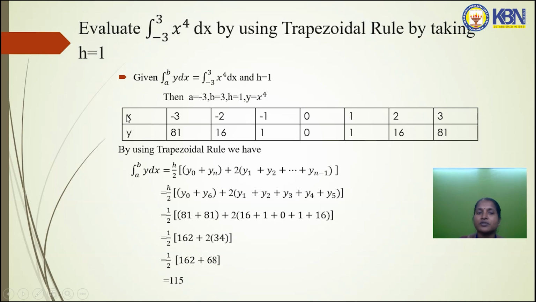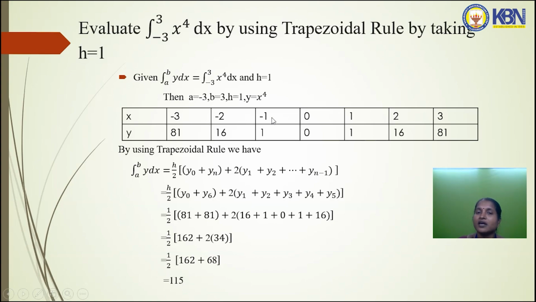Okay, now we can evaluate the y values. Suppose we substitute x is equal to minus 3. Then y is equal to minus 3 whole power 4. That value becomes 81, because a negative number to an even power becomes positive. Again, x is equal to minus 2: minus 2 whole power 4. 2 2s are 4, 4 2s are 8, 8 2s are 16.